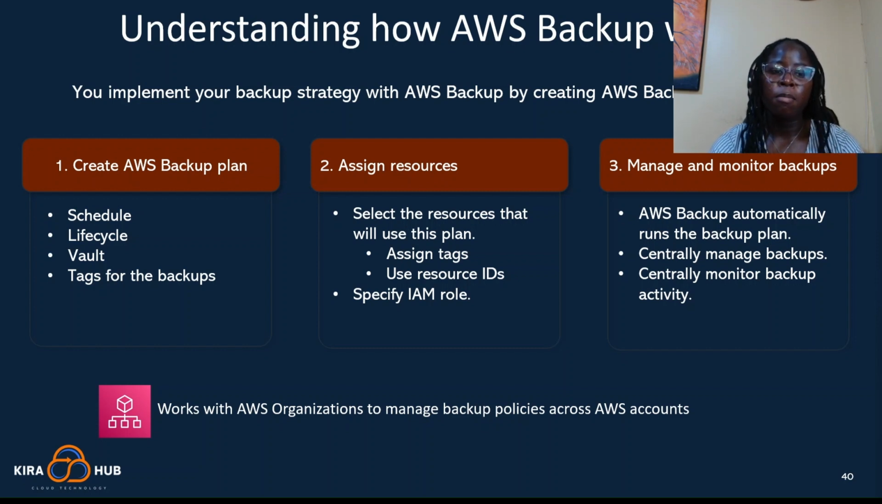If you look at an overview of how AWS Backup works, you create a backup plan, which will include your schedule, your lifecycle, the vault, and the tags for the backups. Assign the resources that you need to back up, and then AWS Backup will automatically run the backup plan you have specified, and you can centrally monitor your backup activity. And that is storage in AWS at a high level overview.